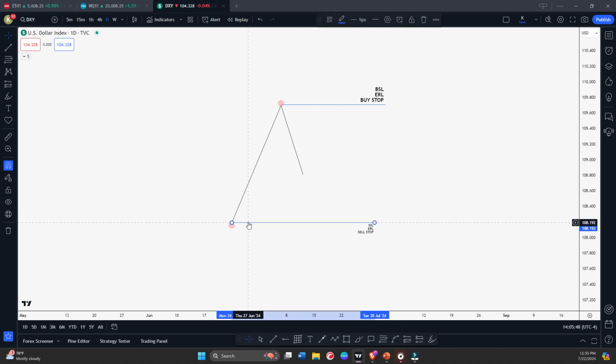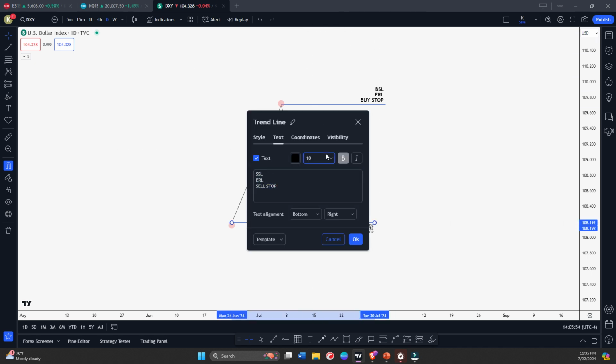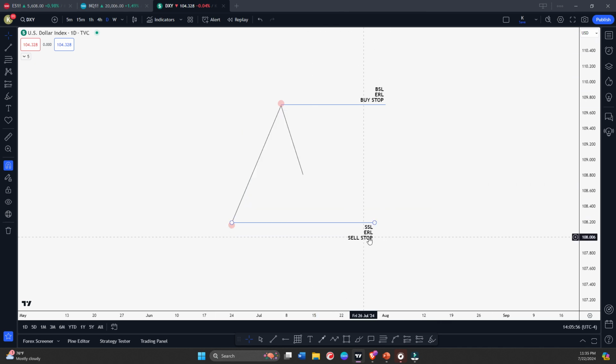Same thing here, like this is our old low, right? So people will mark this as sell side liquidity, some will mark external range liquidity, or some will mark sell stop. So it remains the same. It's totally up to you what you want to mark. Buy side liquidity on the buy side if you're looking for the buy side move, and if there is a low, you can write sell side liquidity, or if you want to simply write external range liquidity, write that.